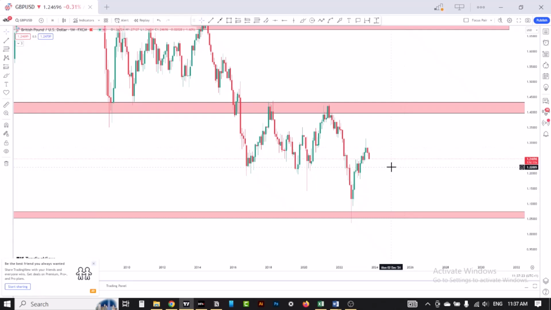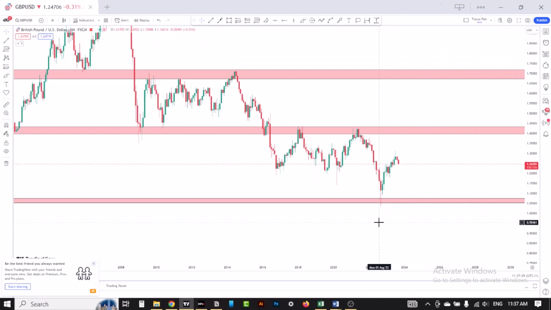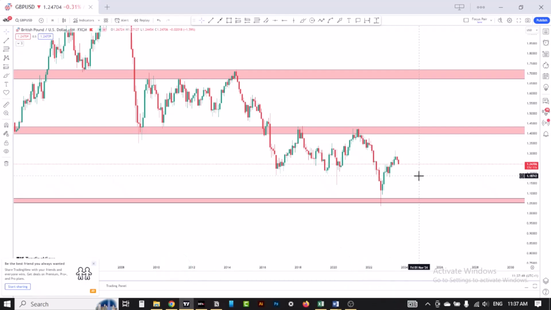So as you can see on the screen right now, I have GBP USD, and we can see that this market has been moving in a very bullish manner ever since October last year, and you can see that it's moving massively. So currently the market is dropping.